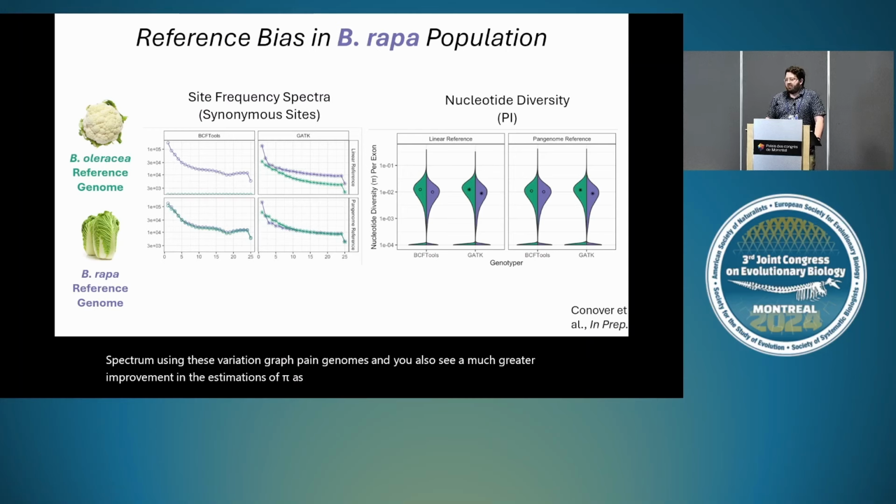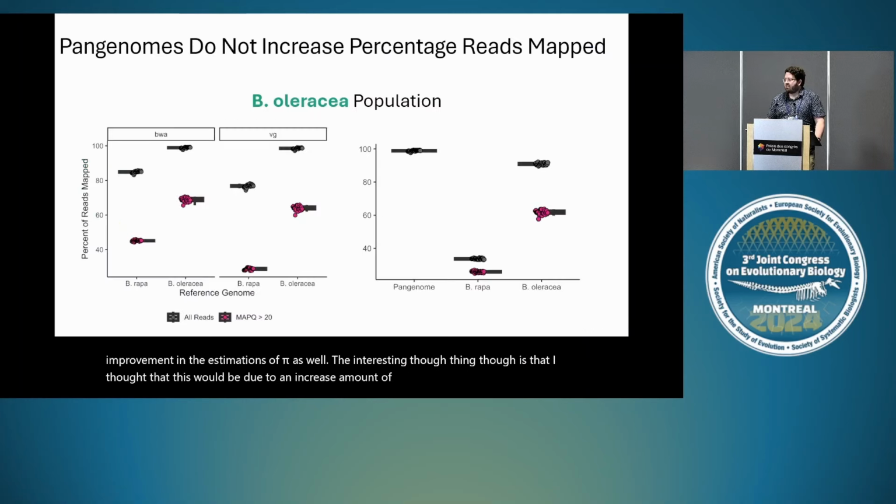The interesting thing is that I thought that this would be due to an increased amount of read mapping. But when we actually look at the percentage of reads mapped, we don't see any difference at all. So on the left-hand side here is showing the remapping percentages using BWA or VG on the linear reference genomes, and this is for the Brassica oleracea population. And on the right is using the pangenome reference. If you just look at VG on the left and the pangenome on the right, for those reads that have a mapping quality over 20, there's not much difference between the linear reference and the pangenome reference, which was a little bit confusing to me.